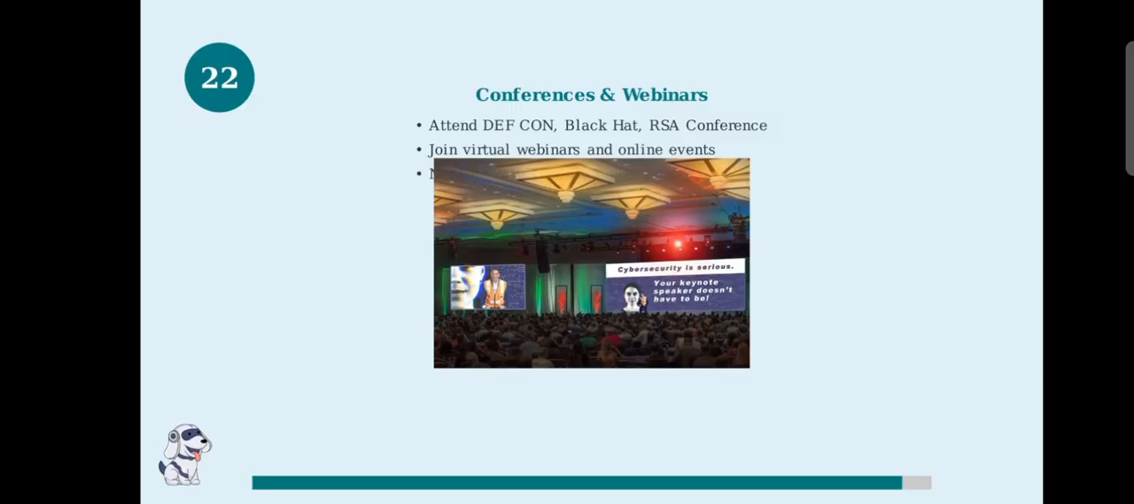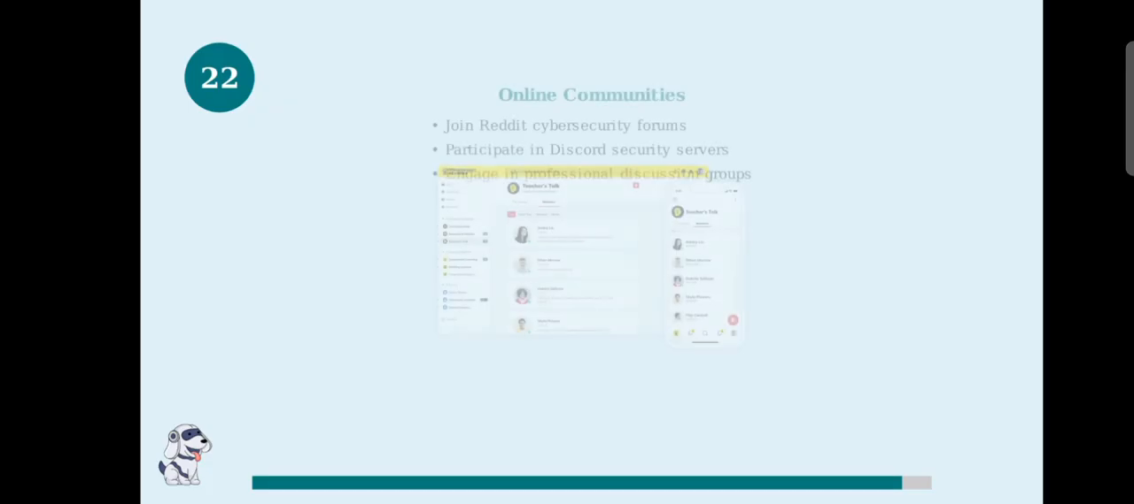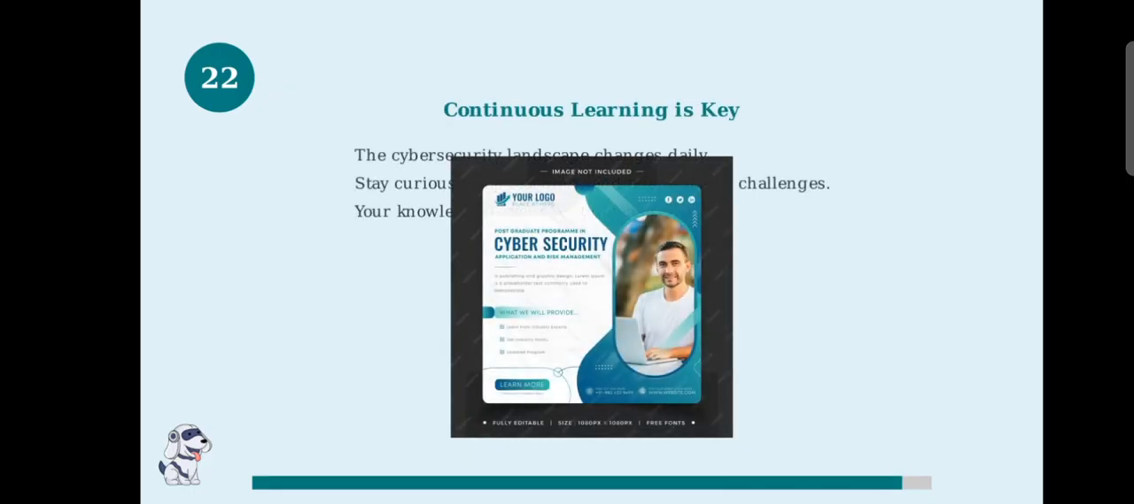Third, attend security conferences and webinars. Events like DEF CON, Black Hat, and RSA Conference provide cutting-edge insights from industry leaders and researchers about emerging threats and defense strategies. Fourth, participate in online security communities. Platforms like Reddit's cybersecurity forums, Discord servers, and professional groups provide collaborative learning environments where practitioners share experiences and threat information. Most importantly, embrace continuous learning.